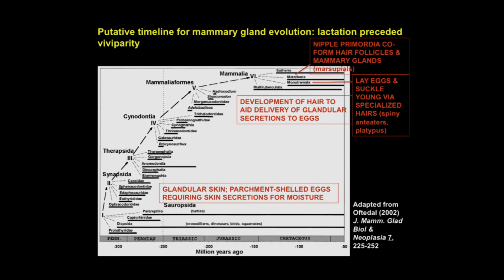Whereas marsupials do have nipples, but these nipple primordia actually co-form hair follicles and mammary glands during development, as I'll show you in a minute. The placental animals, which include ourselves, have developed hairless nipples, and these probably facilitate the suckling of newborns. So there's also some molecular evidence for this kind of a scheme.